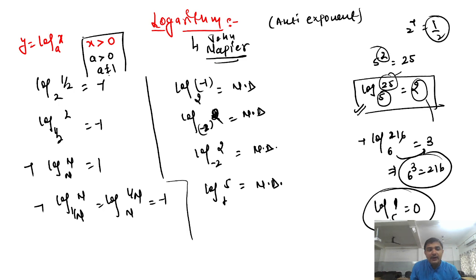So whenever logarithm occurs, it will always occur with 3 necessary conditions: x greater than 0, a greater than 0, and a not equal to 1. If these 3 conditions are not satisfied, we won't be able to define logarithm. Keep it in mind.